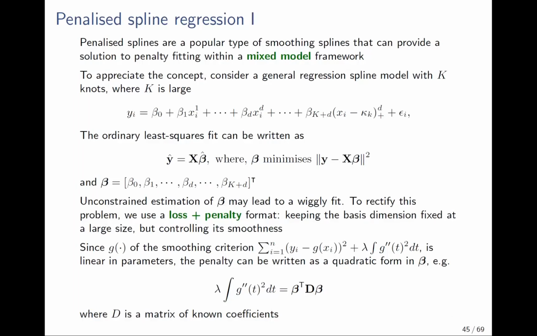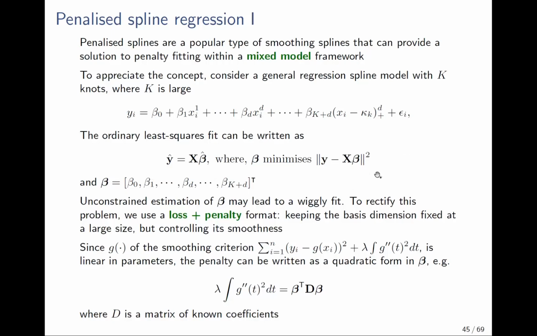Okay, there's many different types of smoothing splines. There's one I want to mention before we close off this section of the lecture, and that is what's called penalized spline regression, penalized splines. They're a very popular type of smoothing spline that can provide a solution to penalty fitting within a mixed model framework, and that's really why I want to talk about it, because it connects to the mixed models that we've discussed in a previous lecture. So to appreciate the concept, we're going to consider a general spline regression model. You know, we've seen this form before, with k knots where k is large, and this is of degree d. We could write the ordinary least squares for this model in this form here.